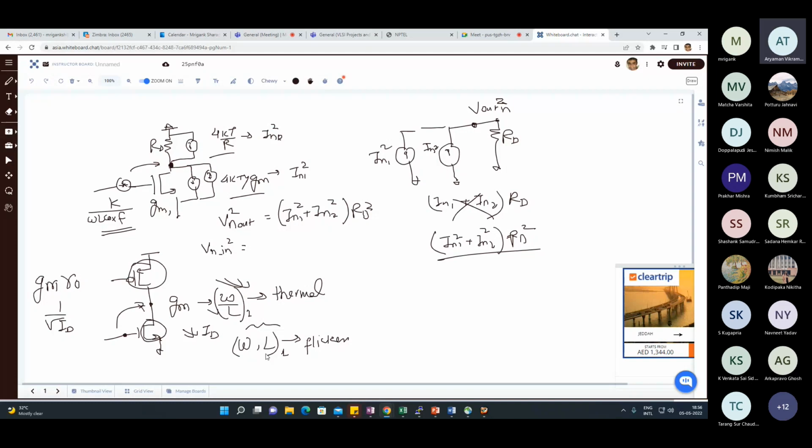Yes. So the input referred noise, like we were getting a one by RD term. So the noise is decreasing if RD increases, but if we have higher resistance, the noise will increase. And then the justification was given that the gain also increases.